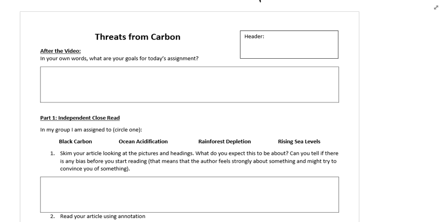You're going to be assigned to a particular type of threat. So either black carbon, ocean acidification, rainforest depletion, or rising sea levels. Whichever one you're assigned to, you're basically going to have the same instructions for your reading as everyone else. So what you're going to be doing is annotating a certain article about your assigned threat, and then you're going to be reporting back to the rest of your team.